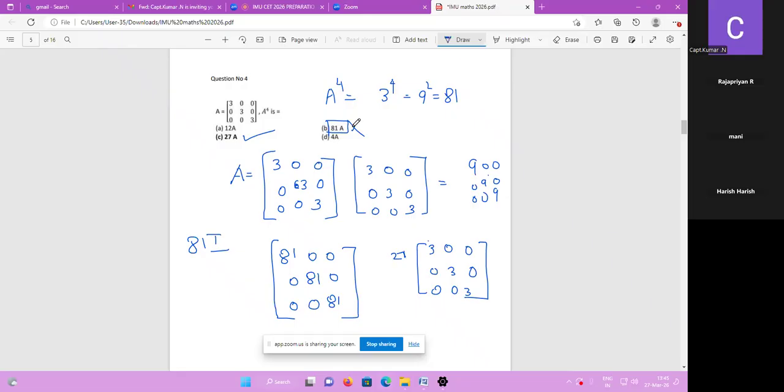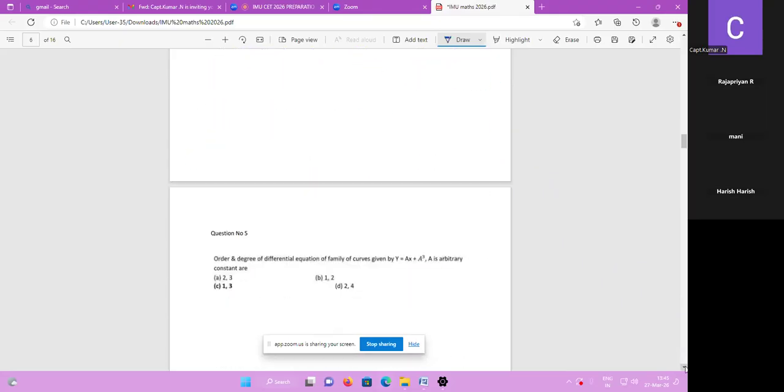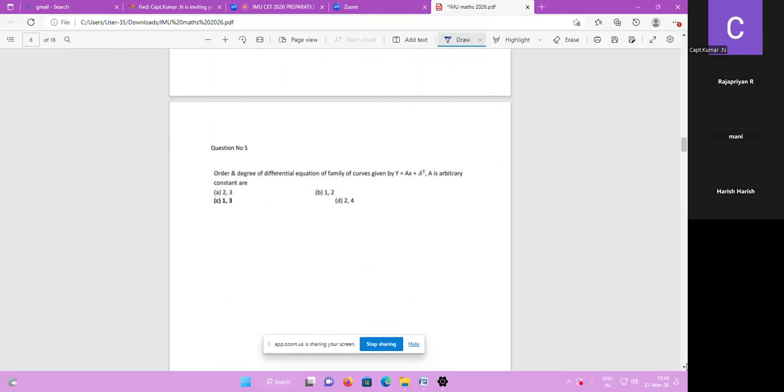Most of the students pick option B, which is wrong. In a hurry, you will do 81A. But 27A is the correct one, because I have to take 27 out of the matrix. 27 times 3 becomes 81. So it is an easy question, but tricky. If you are too fast, this may go wrong.